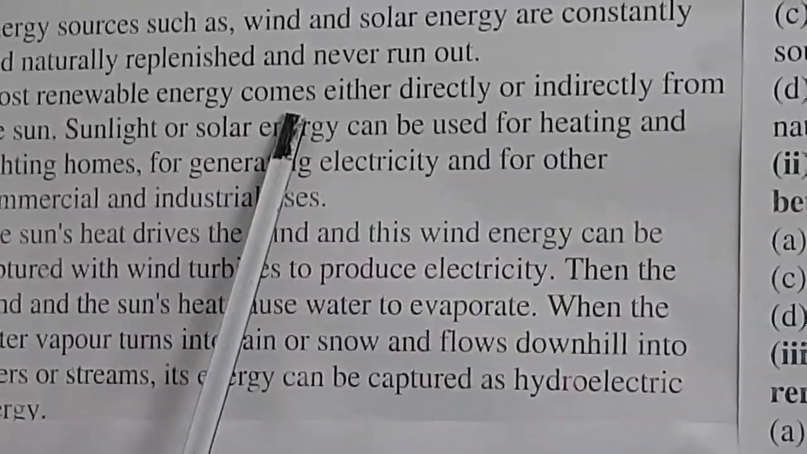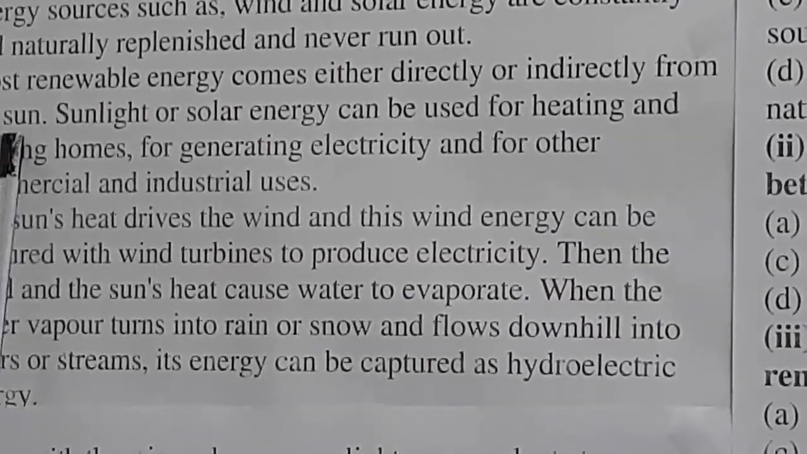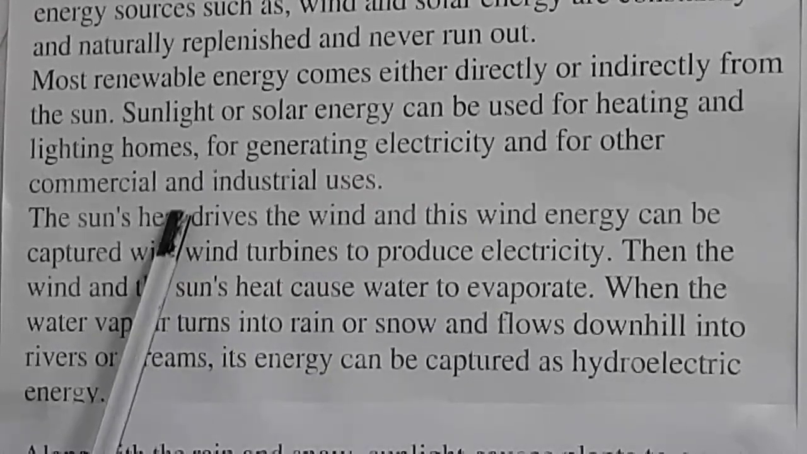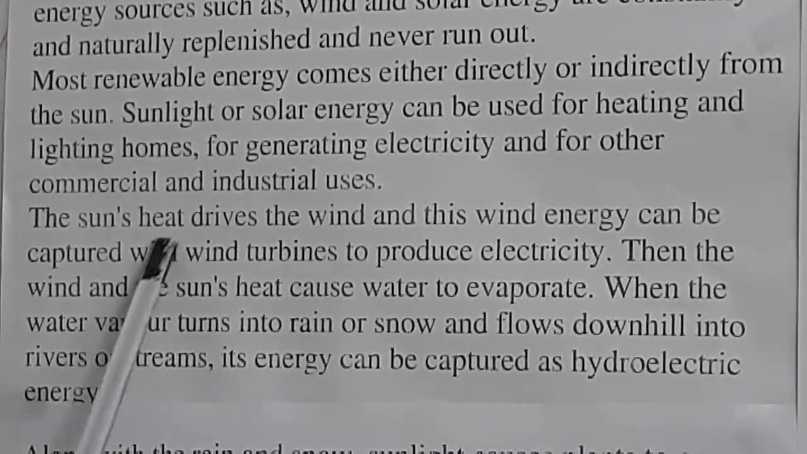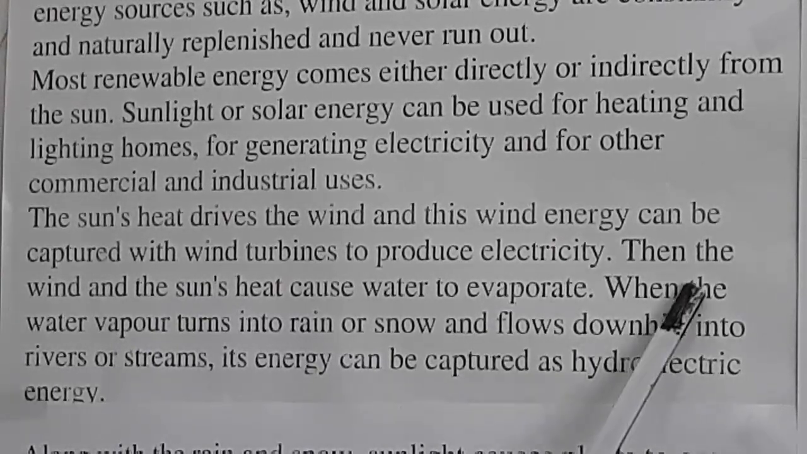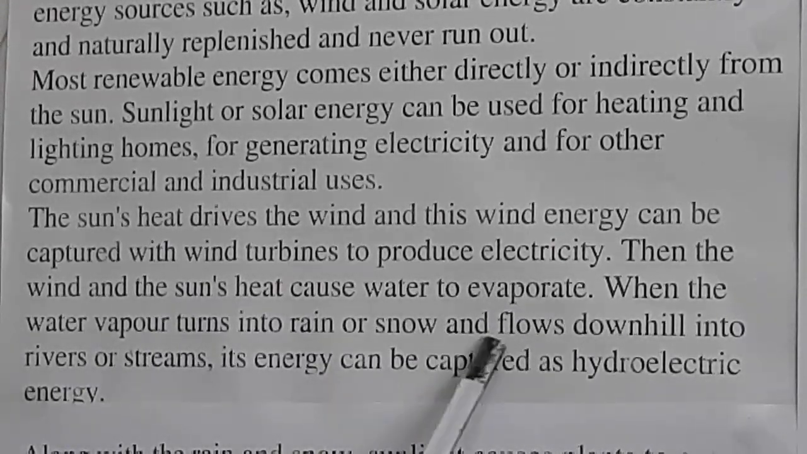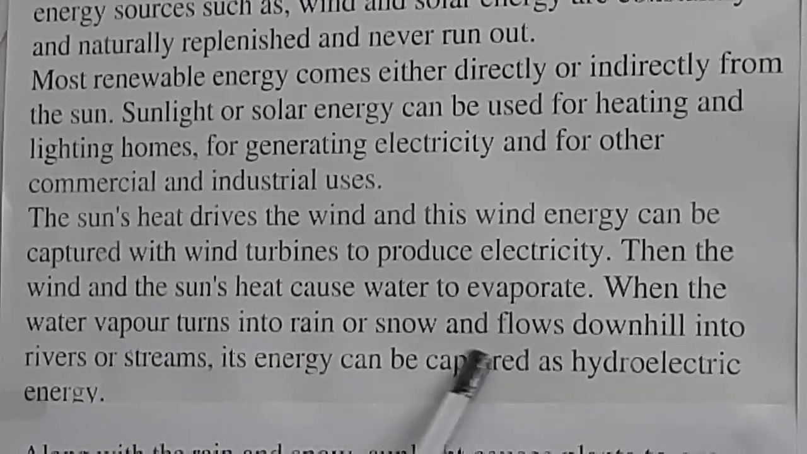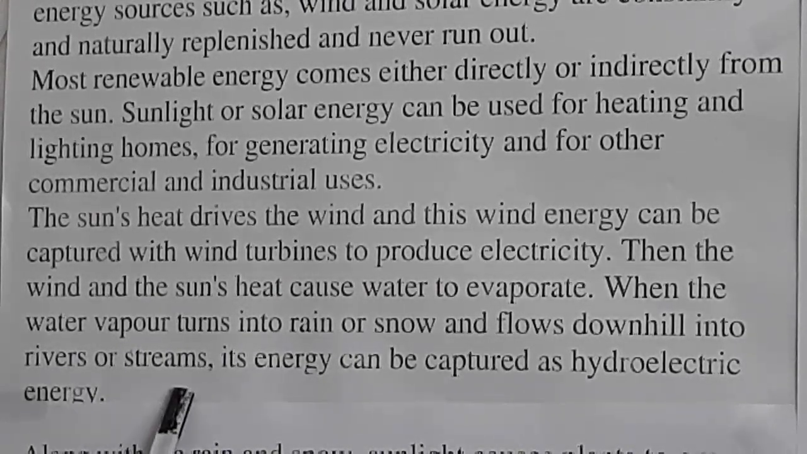Most renewable energy comes either directly or indirectly from the sun. Sunlight or solar energy can be used for heating and lighting homes, for generating electricity, and for other commercial and industrial uses. The sun's heat drives the wind, and this wind energy can be captured with wind turbines to produce electricity. Then the wind and the sun's heat cause water to evaporate. When the water evaporates, turns into rain and snow and flows downhill into rivers or streams, its energy can be captured as hydroelectric energy. So this part has been discussed about hydroelectric energy.